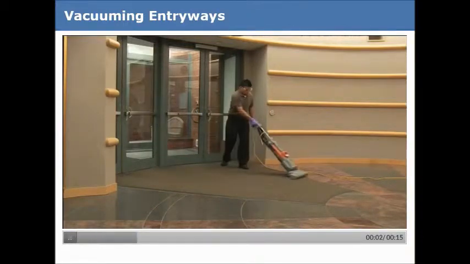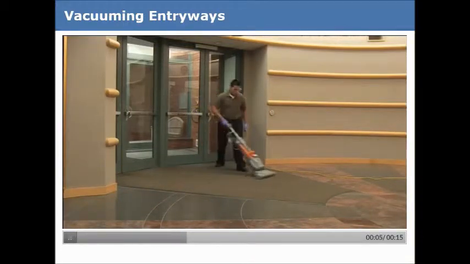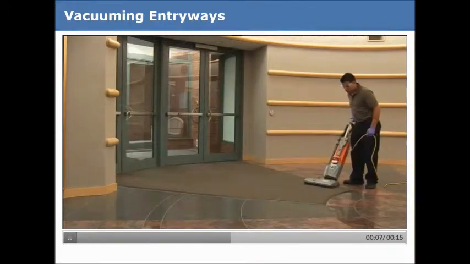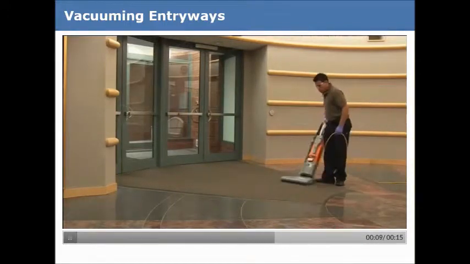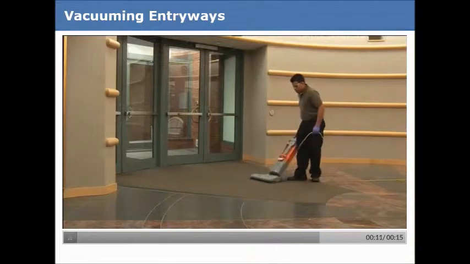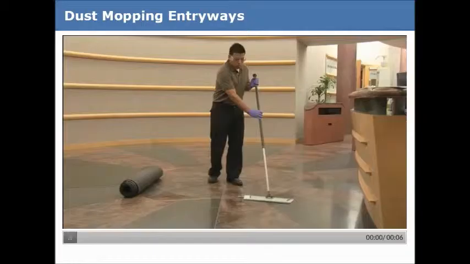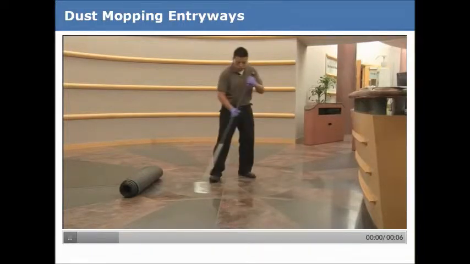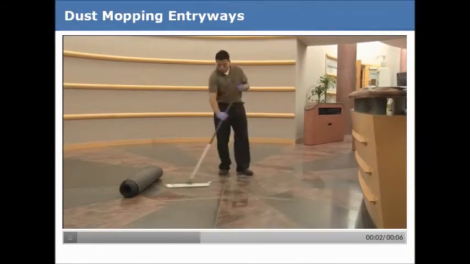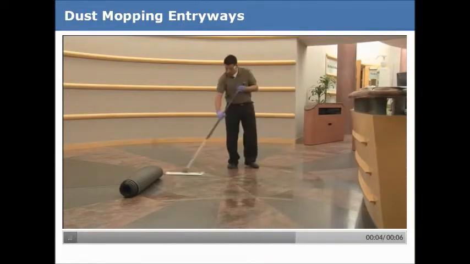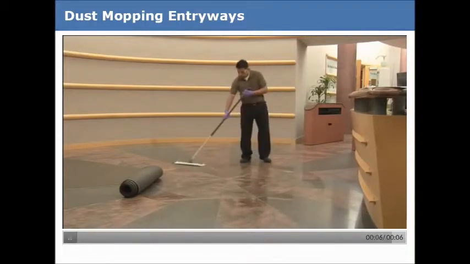Begin by vacuuming entryway mats. Be sure to vacuum in both directions. This will remove more soil from the mat. After completing vacuuming, roll up the mats to prepare for dust mopping. With the entryway mats vacuumed and out of the way, dust mop the floor of the entryway.